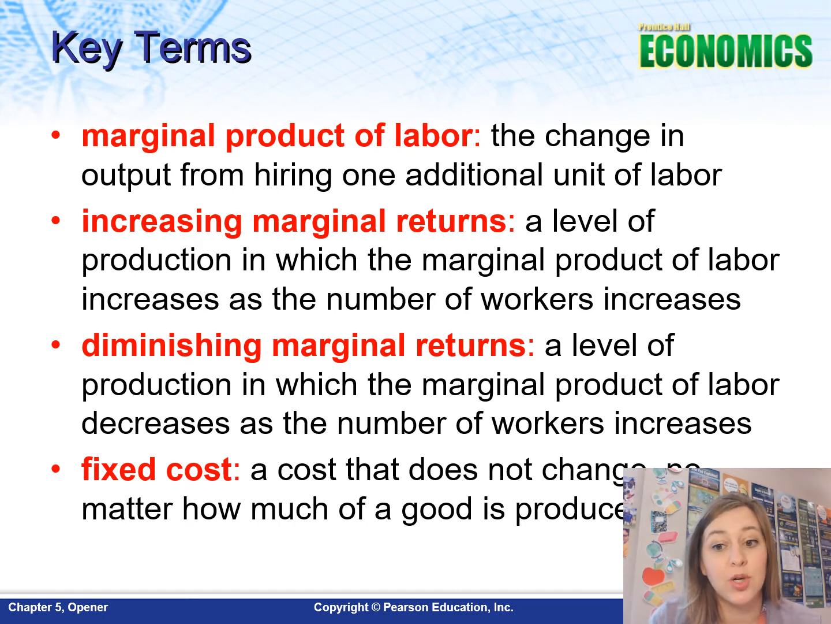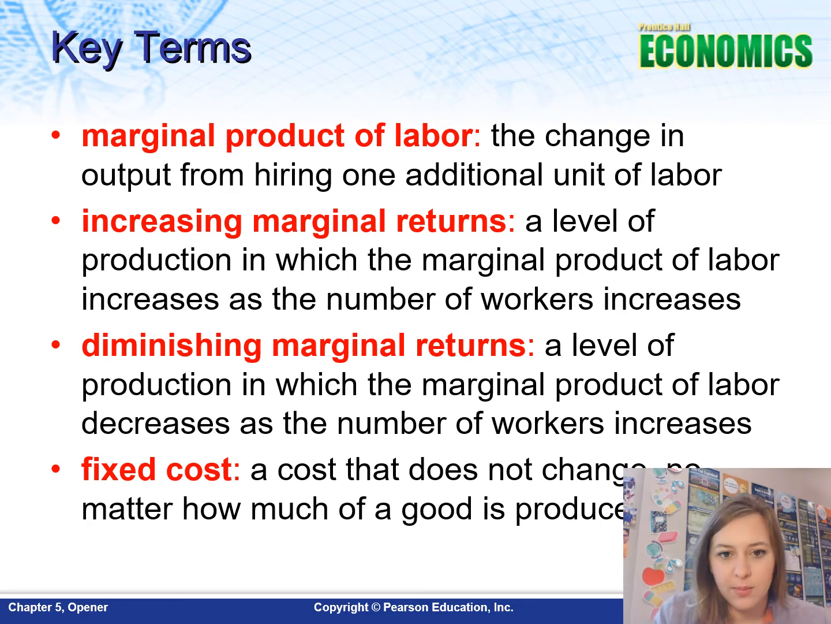So some terms here, big econ terms, but nothing you guys can't handle. So we have marginal product of labor, which is the change in output from hiring one additional unit of labor. So in other words, if we hire one more person, how much can that change our output? Okay. So marginal, we're always adding one more, right?